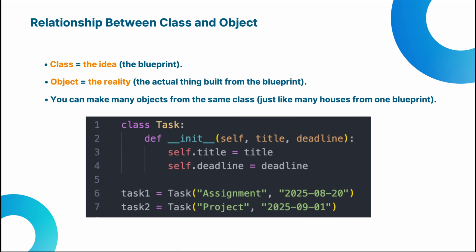So, the relationship is simple. A class is the idea, which is the blueprint. An object is the reality, which is the actual thing built from the blueprint. And you can make many objects from the same class, just like you can build many houses from one set of blueprints. Here, both task1 and task2 are objects from the class task. Each has its own values, even though they share the same class definition.